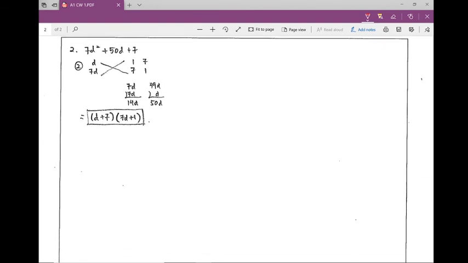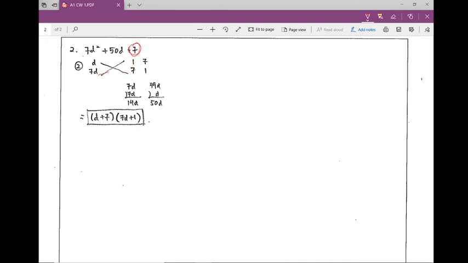In number 2, you cannot do step 1. 7, 50, and 7 do not share a factor. Sure, 7 and 7 share a factor, but 7 and 50 do not share a factor. So you have to go straight to method 2. What are the factors of 7d squared? Only d and 7d, thankfully. What are the factors of 7? 1 and 7, that's it.